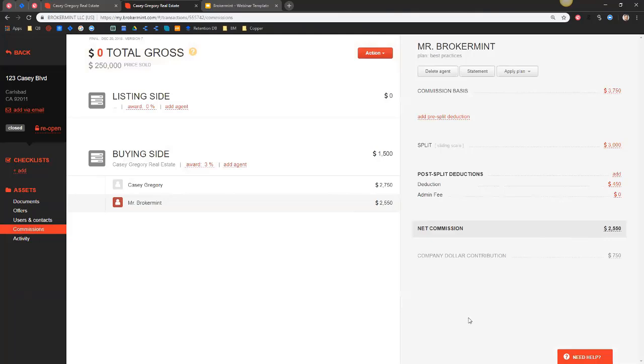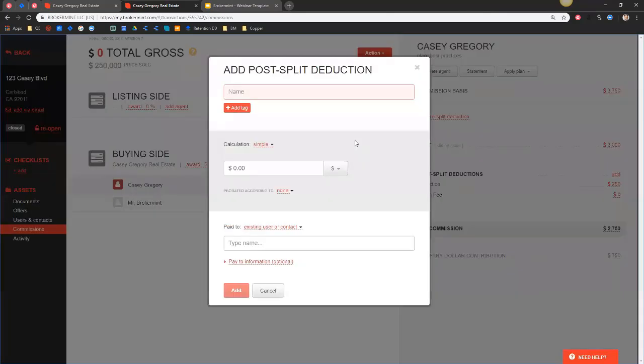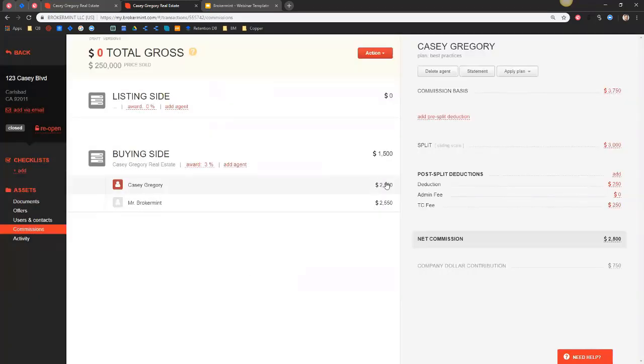Leanne Bake, I see your question. What if one of the agents wants to share his commission with the TC? That's going to be a deduction from that agent. So I would just select which agent we're going to be paying a TC fee on. We can go ahead and add that as a post-split deduction, and then decide who our transaction coordinator is that's going to be receiving that money. So in this scenario, Casey Grady paid his transaction coordinator a fee of $250 that only came out of his or her commission.